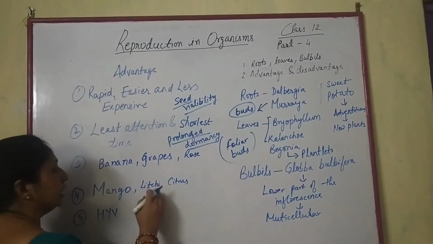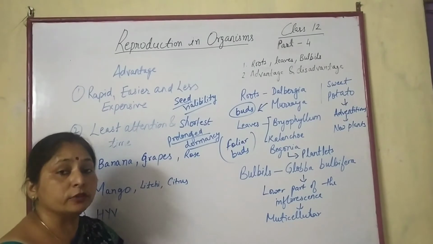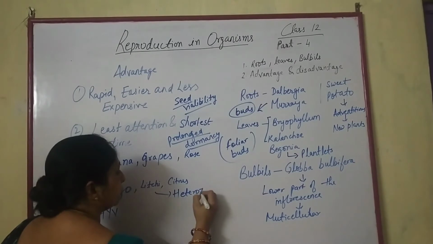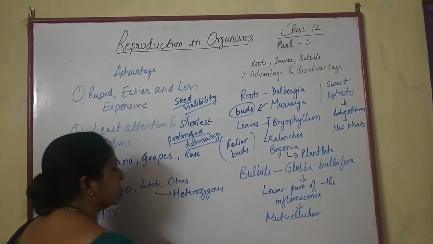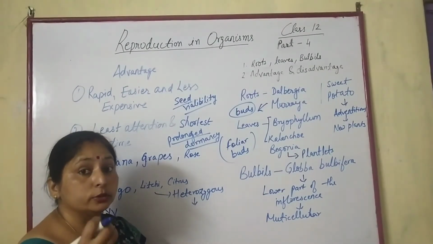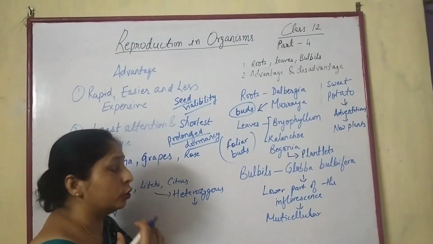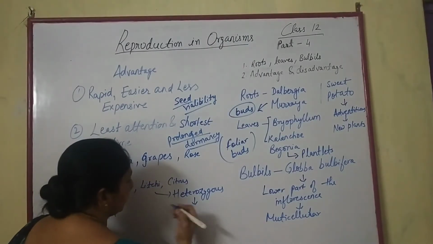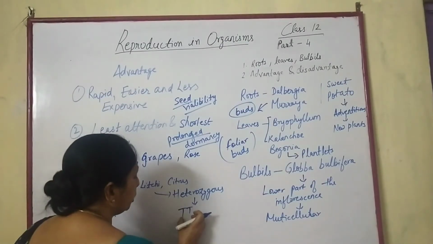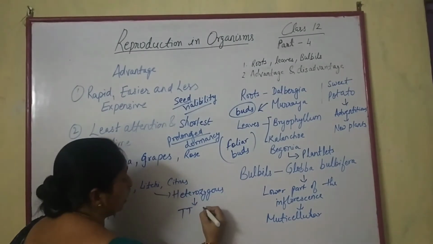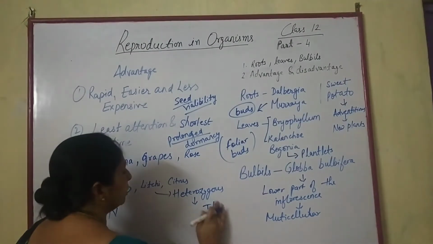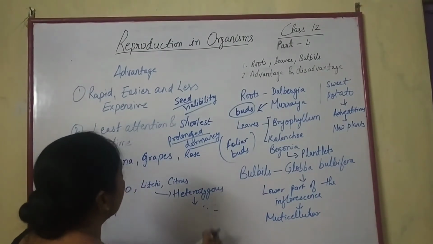Next are mango, lychee, and some citrus plants. In mango, lychee and citrus plants, they are heterozygous for their plant type. Now, what is heterozygous? Heterozygous means they are not true breeding; they do not have true breeding characters. Like for tall, we use the genotype capital T, capital T, while in this condition it may be capital T and small t. So if they are not true for their characters, they are heterozygous.